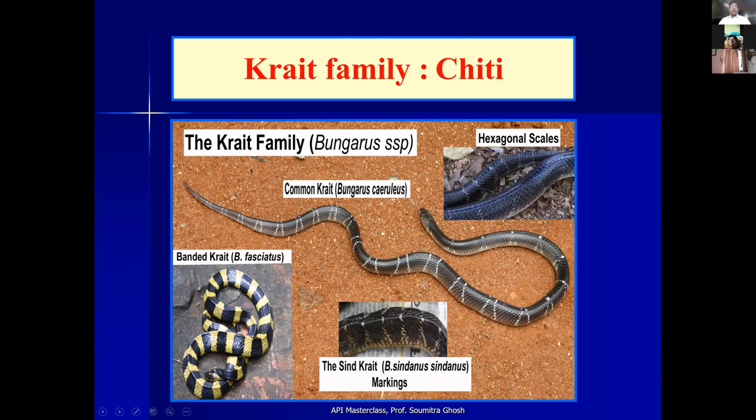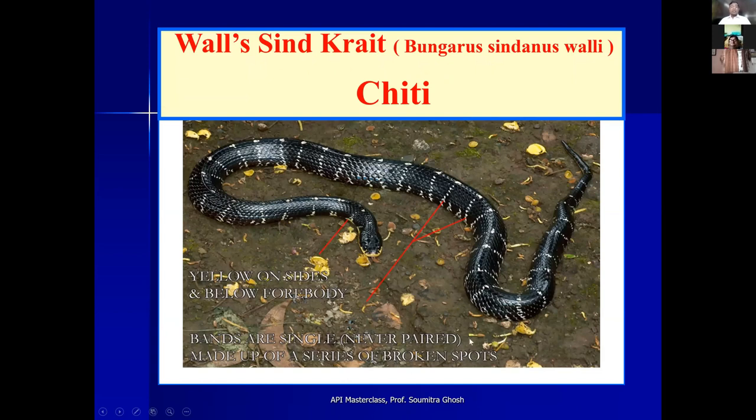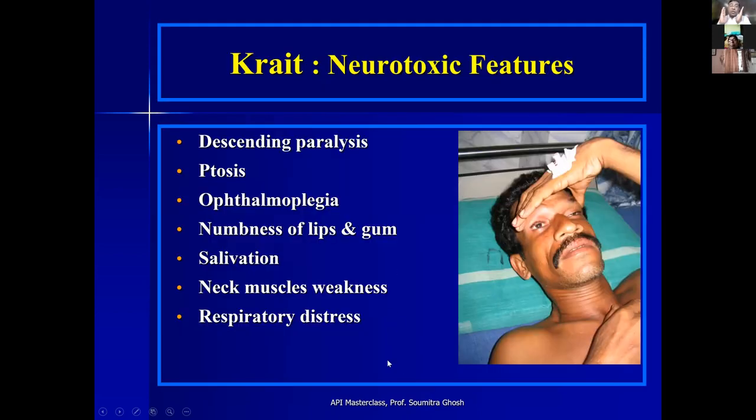Easily we can understand this. And these are the neurotoxic features of a krait bite. Small muscles are affected first. That's why the facial muscles, orbicularis oculi muscles, and internal ocular muscles are affected first. So it is a descending type of paralysis, starting with ptosis, ophthalmoplegia, numbness of the lips and gum, and salivation because of poor deglutition, neck muscle weakness, and finally respiratory distress. Neuromuscular weakness leading to type 2 respiratory failure is the final common pathway of death in such patients.